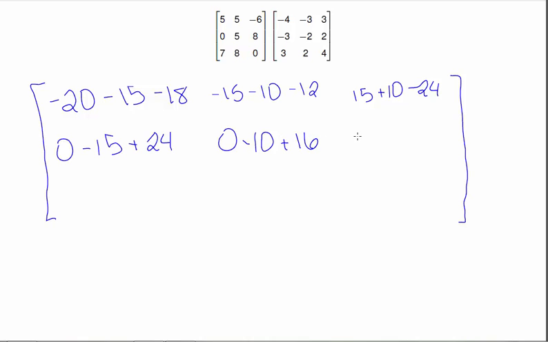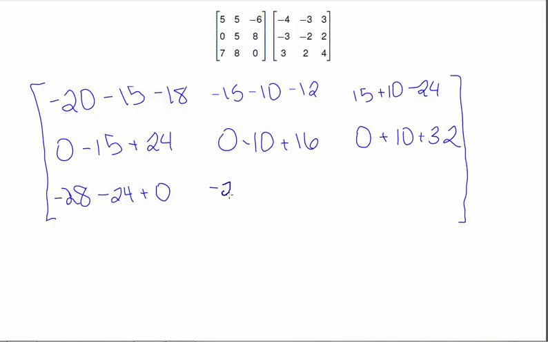Third column, 0 times 3 is 0. 5 times 2 is 10. And 8 times 4 is 32. Moving down to the third row, 7 times minus 4 is negative 28. 8 times minus 3 is negative 24. And 0 times 3 is 0.